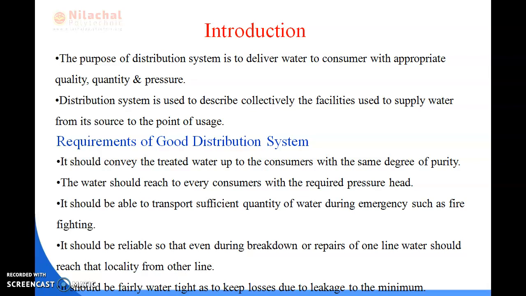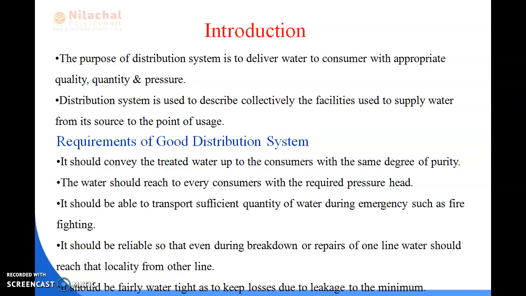All of us know in the previous chapter we have read about the treatment of the water, how the water has been treated and delivered to the storage tanks, and after that it has been delivered to the consumers or the people. So now here we will be reading about how the water is being distributed to the consumers. The water should be distributed with the appropriate quality, quantity and equal pressure.